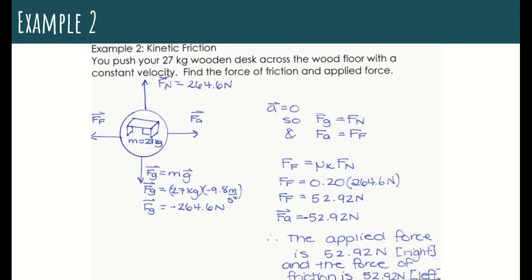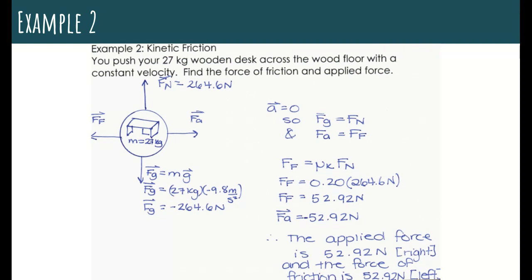Another example is talking about kinetic friction. So you push your 27 kilogram wooden desk across the wood floor with a constant velocity. Find the force of friction and the applied force. So we're looking kind of at two things here. We know we have wood on wood, so we'll be able to look up that coefficient of friction and use that in our problem.